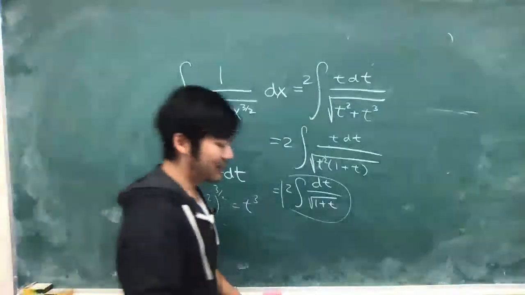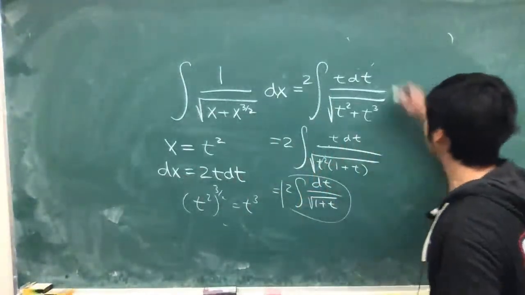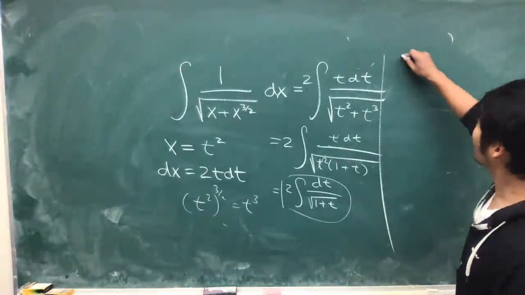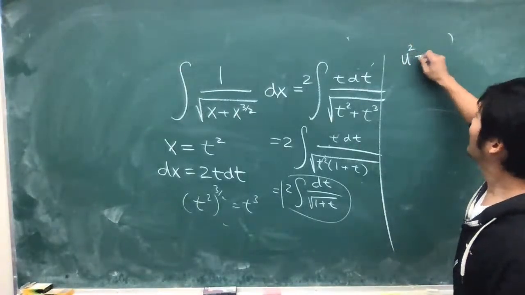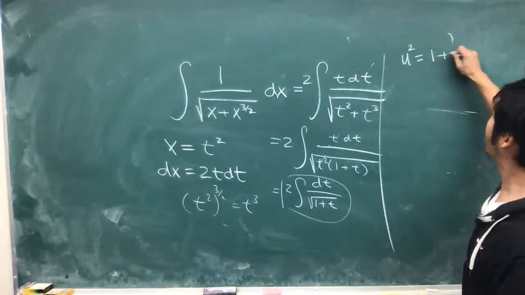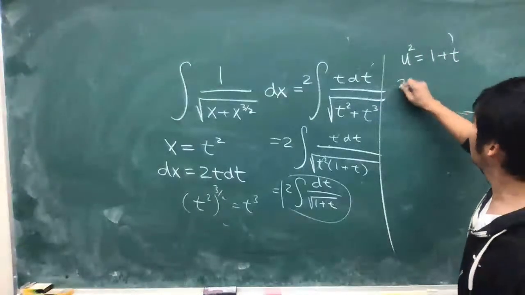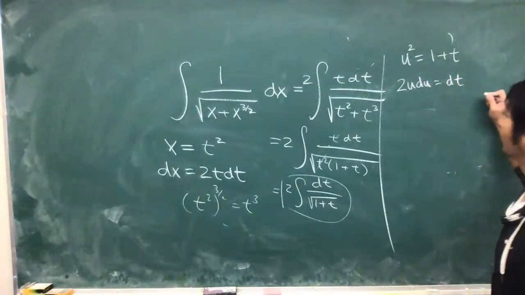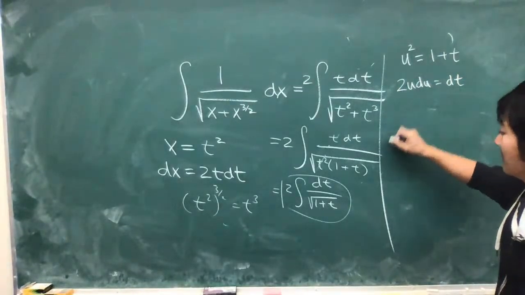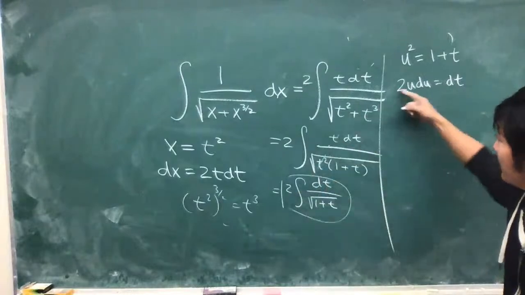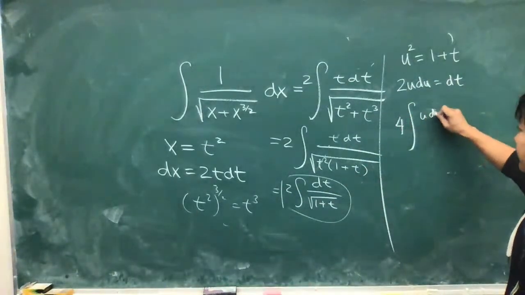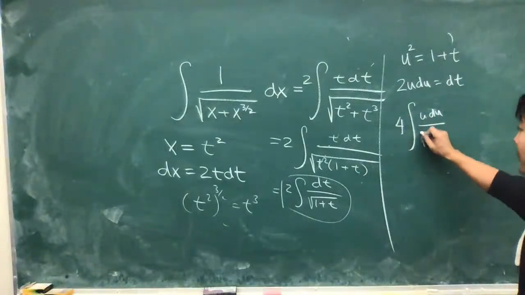So now let's see what happens. So what the heck is this? Let's let u squared equal 1 plus t. Then 2u du is equal to dt. And so this integral becomes 2 times 2 is 4. dt is u du divided by square root of u squared.